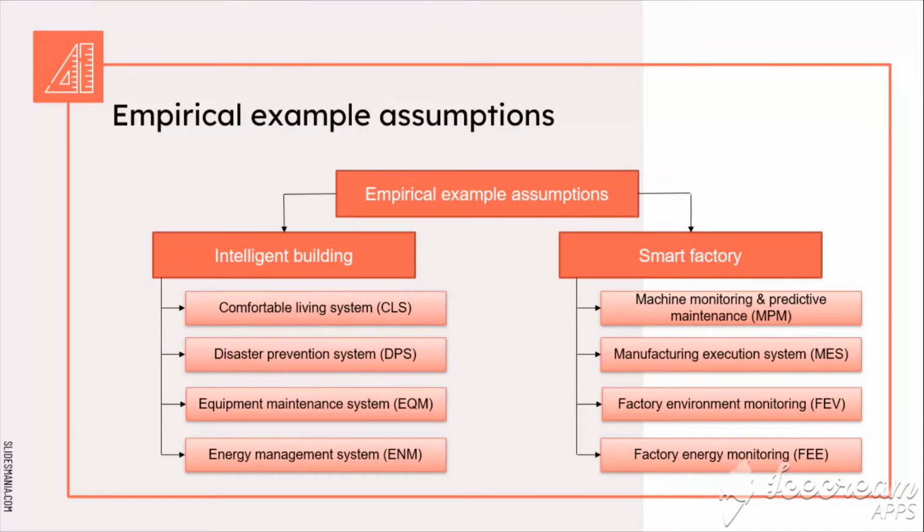Alternative 3, Factory Environment Monitoring, FEV. With FEV, the factory safety can be monitored for dust, gas, carbon dioxide, water, and other hazardous materials in order to optimize factory operation and ensure the quality of the factory environment. FEV also specializes in the inventory monitoring of high-risk storage. Alternative 4, Factory Energy Monitoring, FEE, provides the optimization of energy supply and consumption to reduce carbon dioxide emission and factory operation costs.